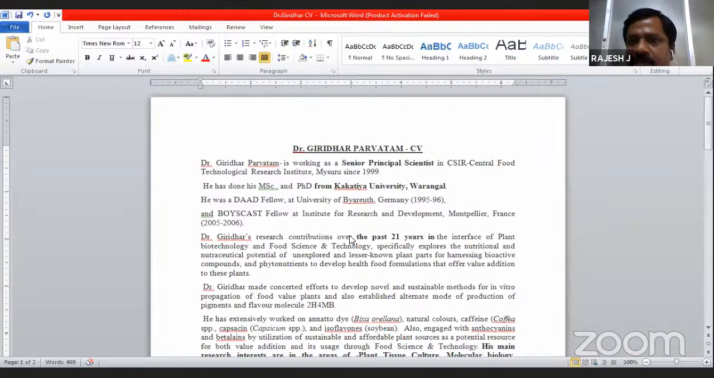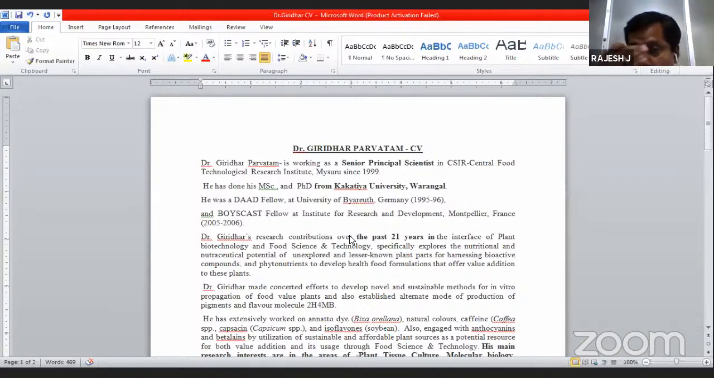Keeping all this in mind, and at this stage, I thought of conducting a seminar on COVID-19, aiming to enlighten our students. Since biotechnology students have plant metabolites, that is secondary metabolites, in their syllabus, on one hand, and on the other hand considering COVID-19, we decided to go for plant secondary metabolites, and we found a good speaker, Dr. Giridhar Parvatham, as the right, suitable speaker for this.